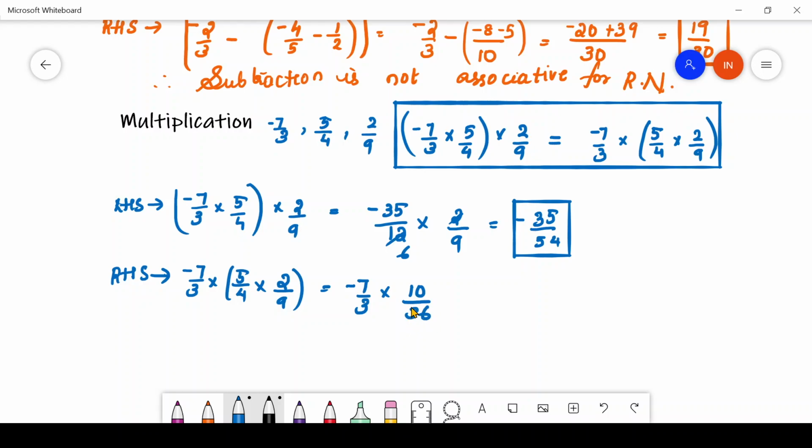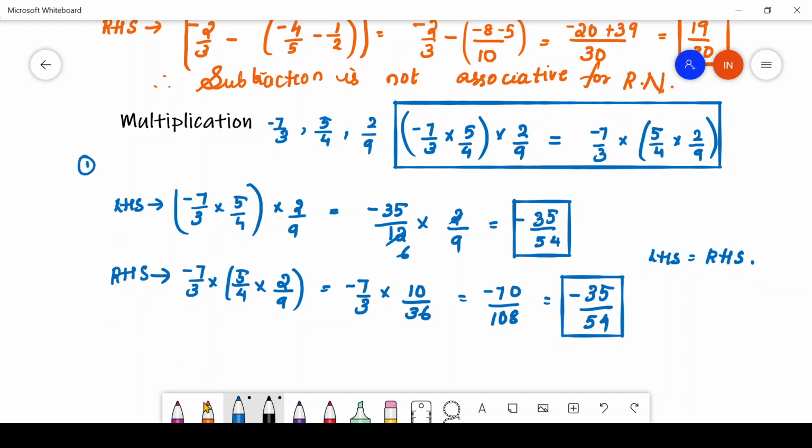Yes. Now you can multiply the numerator and the denominator. Negative 70 by 108. When you cancel it, you will get negative 35 by 54. So you got the RHS and LHS equal. So here LHS is equal to the RHS. Okay, so from this we can say that multiplication is associative. So let us see with one more example.